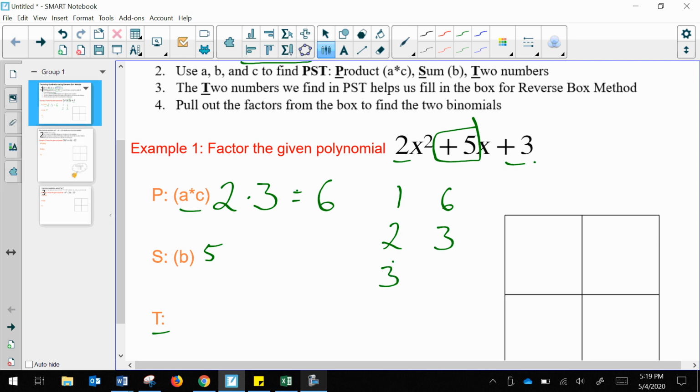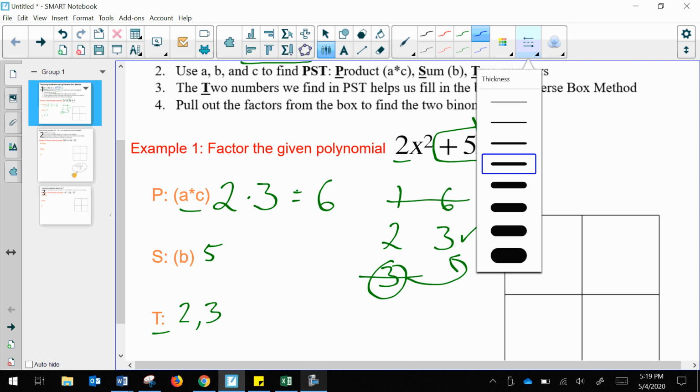And going on to 3, well, we've already got a list of factors with 3, so we don't have to worry about it. Now out of these two sets of numbers, I have to add them together to see which one would give me 5. 1 plus 6 gives me 7. That doesn't work. 2 plus 3 gives me 5. So we've got our two numbers right there, 2 and 3.